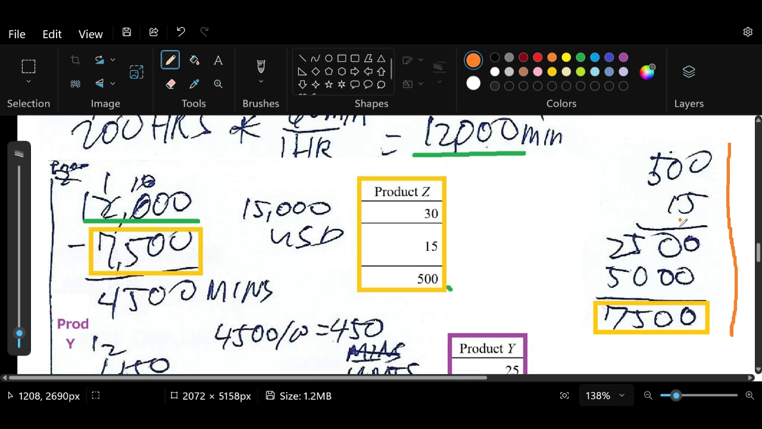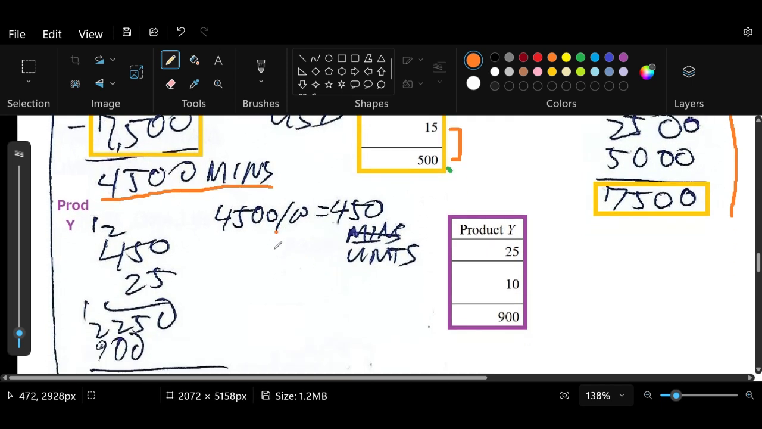Again, it's 500 times 15. We need to multiply these two. Maximum is 500 units, and per unit it's 15 minutes. So how many minutes are we gonna get in the end after manufacturing product C? We'll have 4,500 minutes.